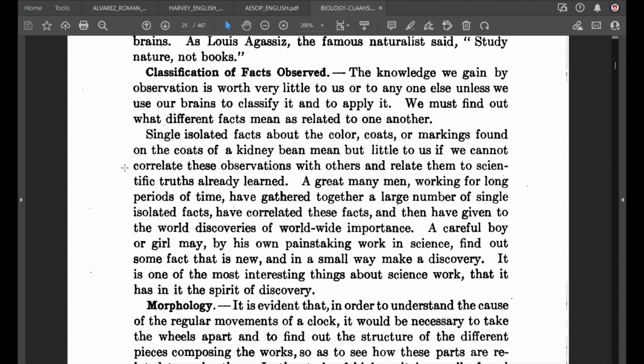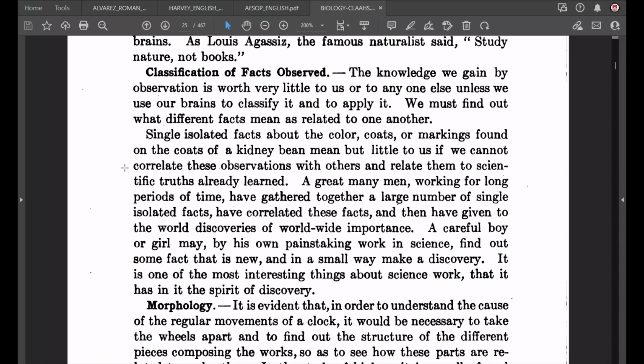Okay, so classifying facts that we observed. Let's keep reading. Single isolated facts about the color, coats, or markings found on the coats of a kidney bean mean but little to us if we cannot correlate these observations with others and relate them to scientific truths or principles that we've already learned. A great many men working for long periods of time have gathered together a large number of single, isolated facts. That means all kinds of disconnected information.